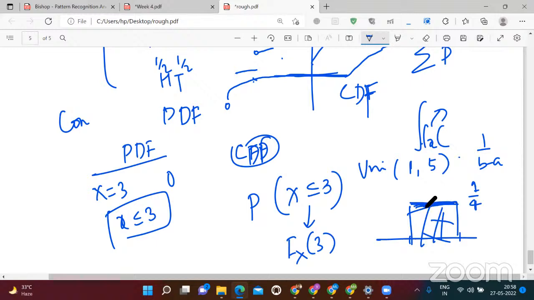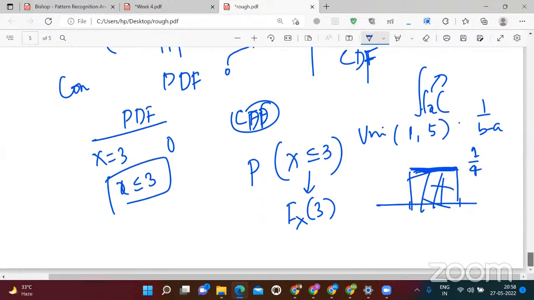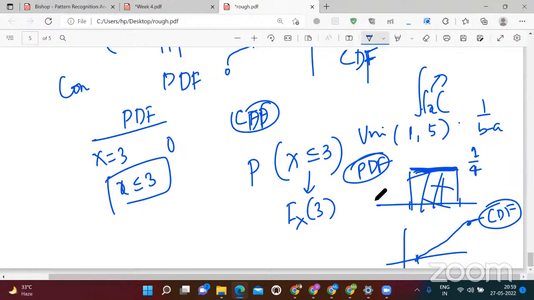So this is the PDF function, 1/4. And if you have to calculate the CDF, you integrate it, and you get a function that starts from 0 and goes till 1. That's the CDF, and this is the PDF. The 1/4 was the function value from 1 to 5. So the PDF for this function is 1/4 for x belonging to 1 to 5, both included.